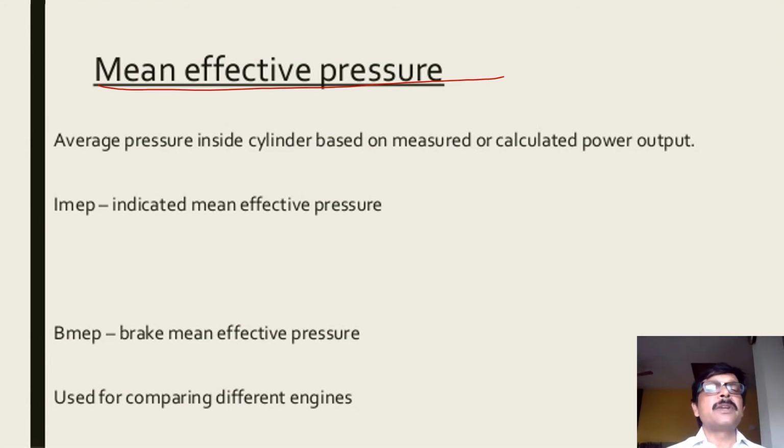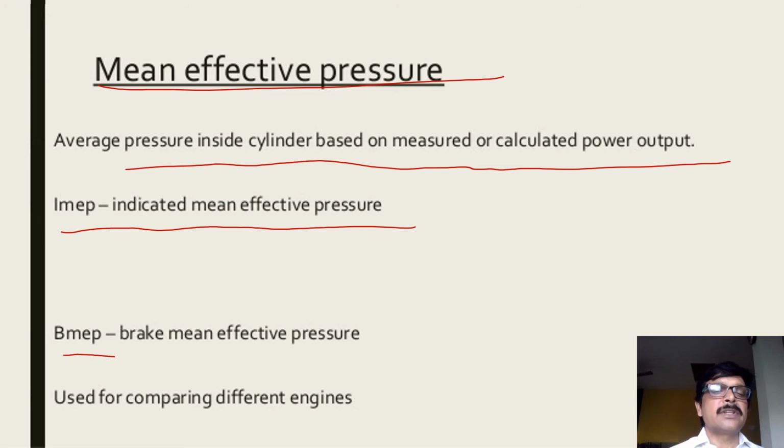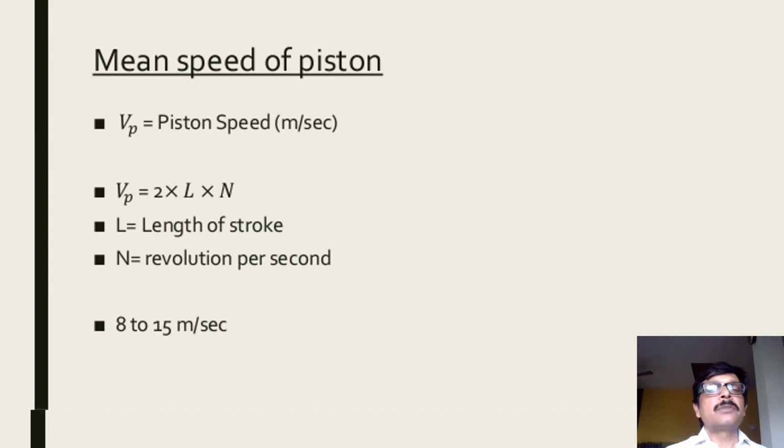Then another new term is mean effective pressure. It is the average pressure inside the cylinder based on the measured or calculated power output, whether it is indicated power or brake power. IMEP is the short form of indicated mean effective pressure. Another one is BMEP, brake mean effective pressure, which is based on the brake power and is used for comparing different engines.